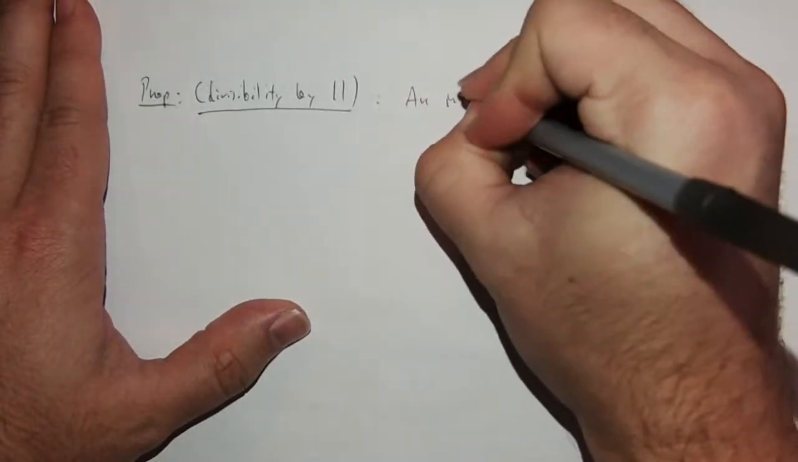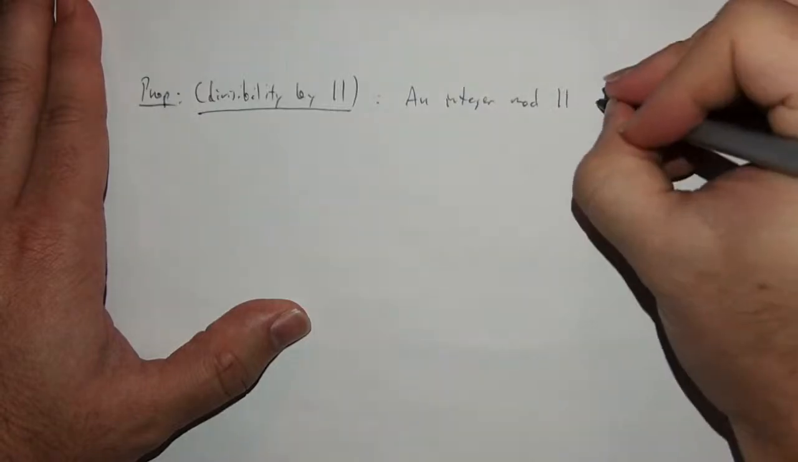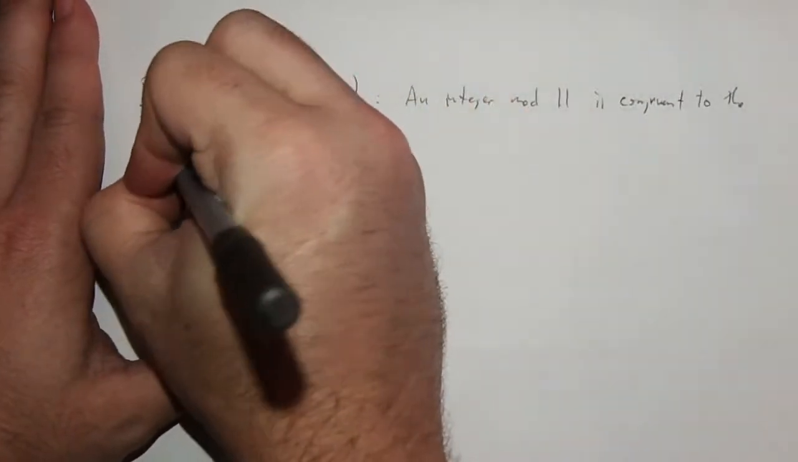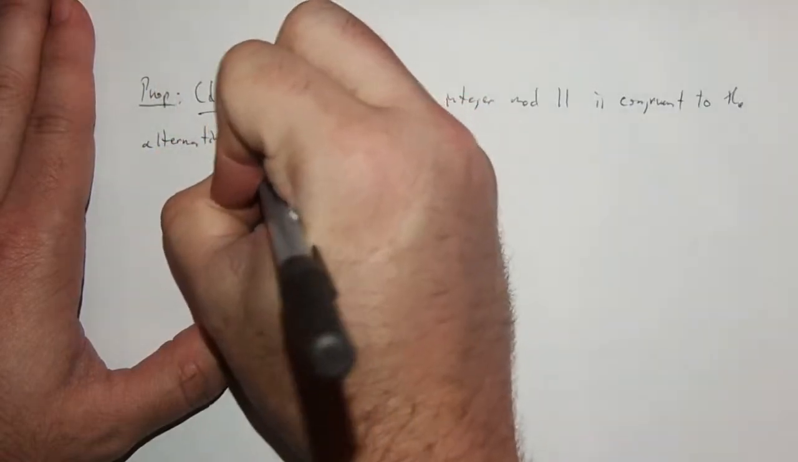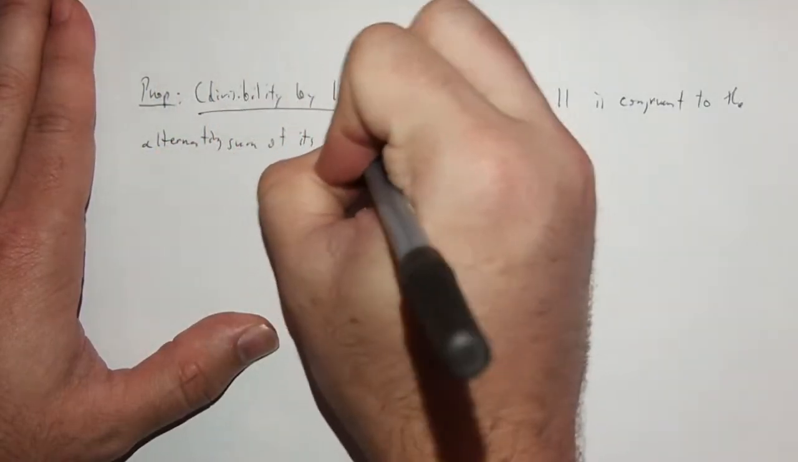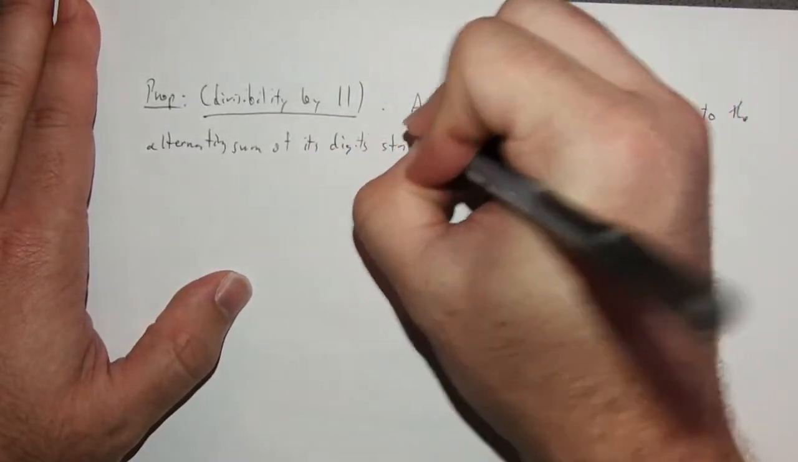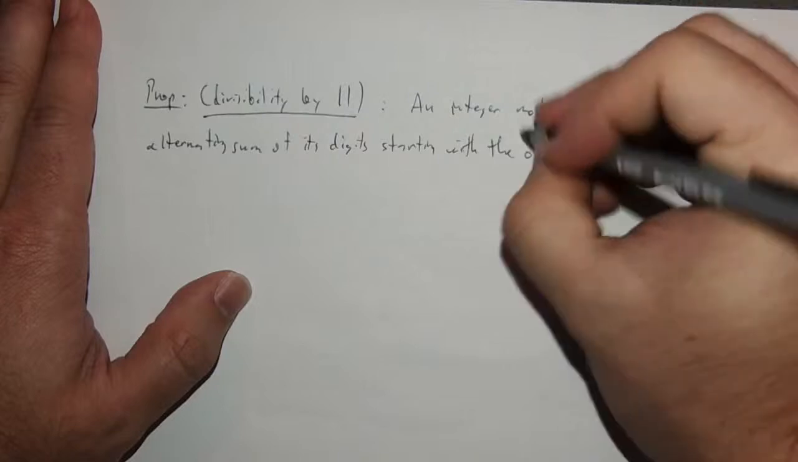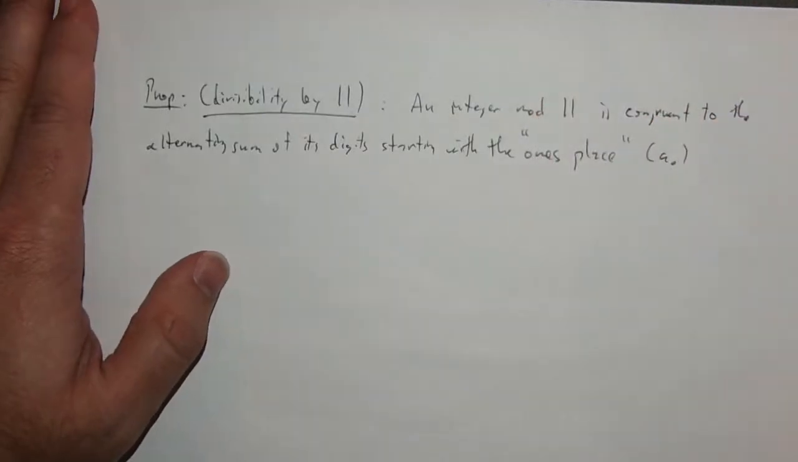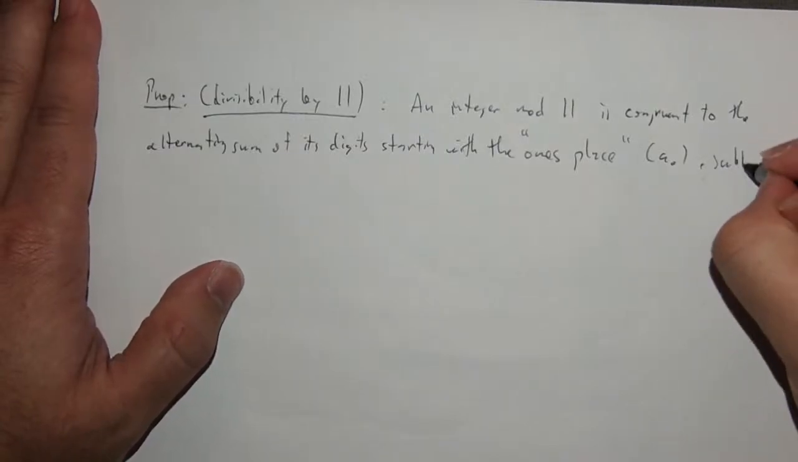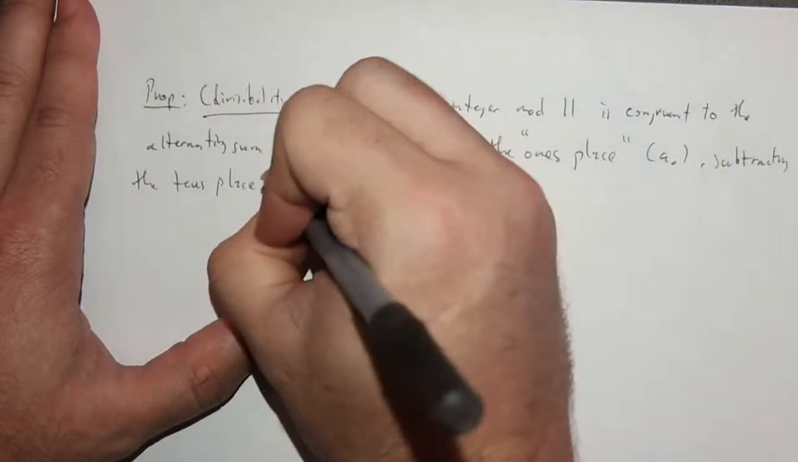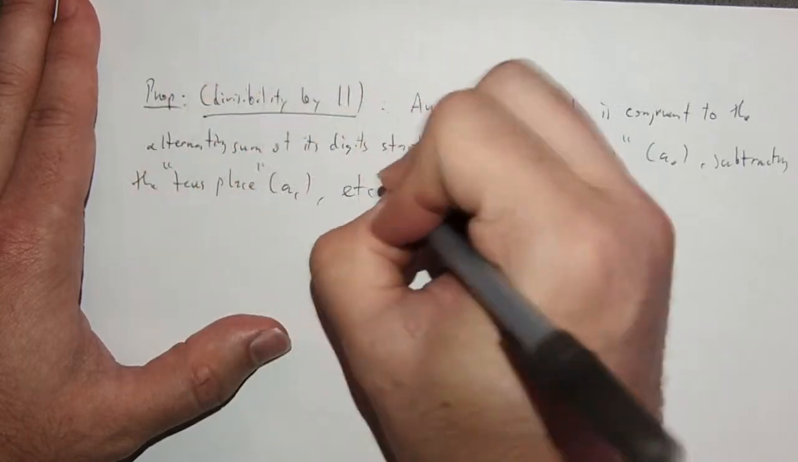Okay, well, an integer mod 11 is congruent to the alternating sum of its digits starting with the ones place. That's A naught. Okay, subtracting the tens place. That's A sub 1. And so on.